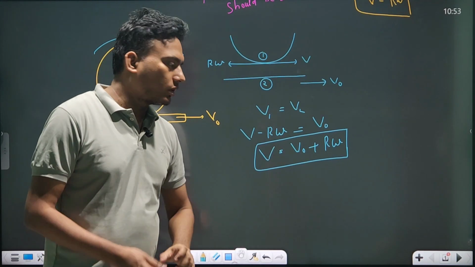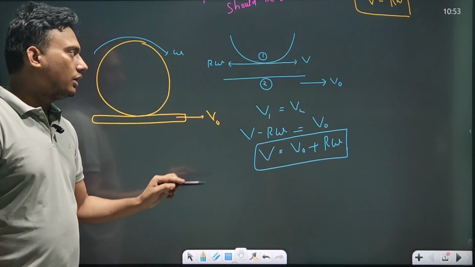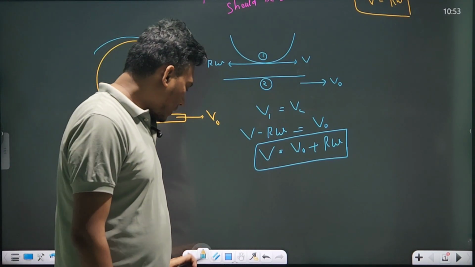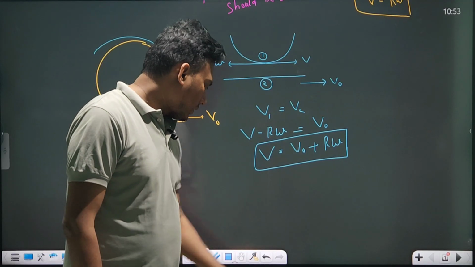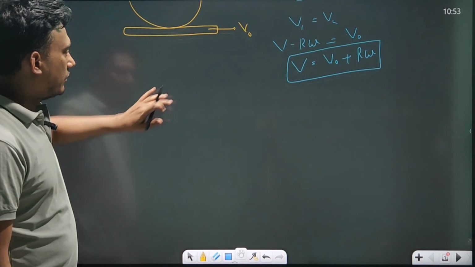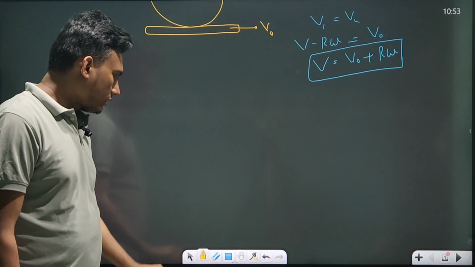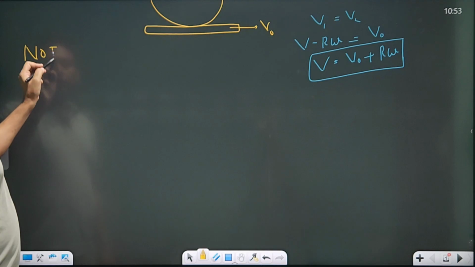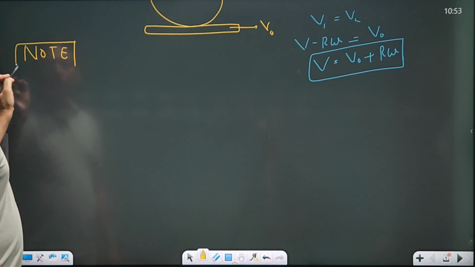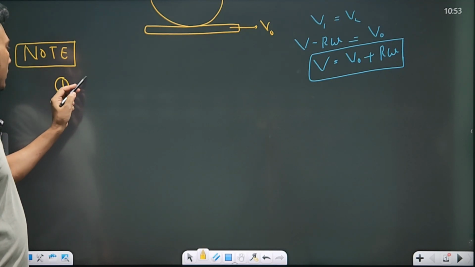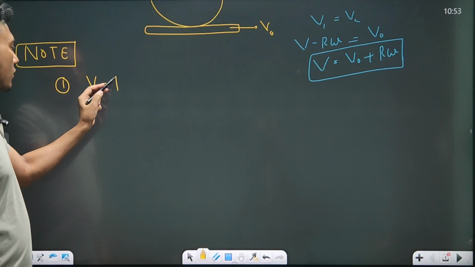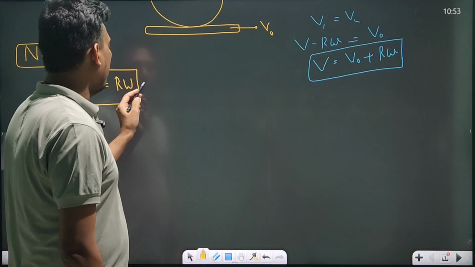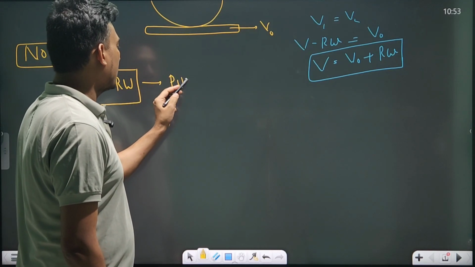So this is both condition for a pure rolling, when the platform is moved and when the platform is not moved. Okay. Now we see one more condition. What is that? So if I write here point 0, what is the 0 point? It is when V equal to R omega. What is the meaning? Meaning is that it is a pure rolling.